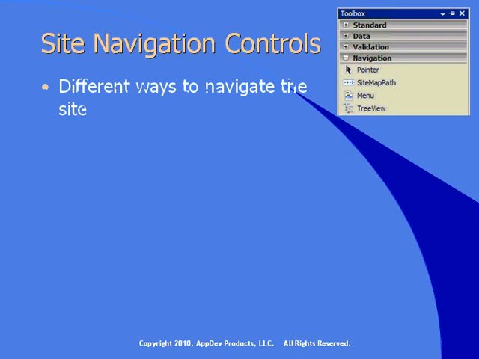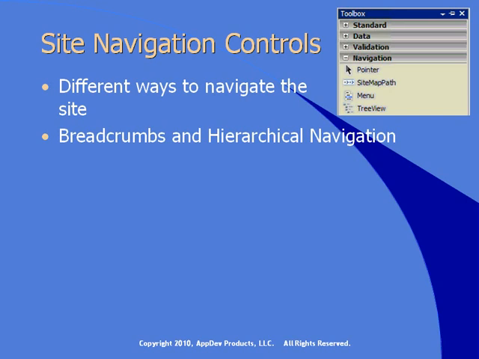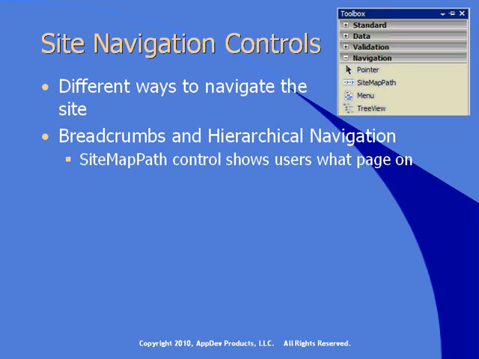So the controls provide different ways to navigate around the site. The site navigation controls provide various ways of displaying the sitemap to the user. The sitemap path control shows users what page they are currently on and the location within the hierarchy, how it fits into the overall structure of the site.